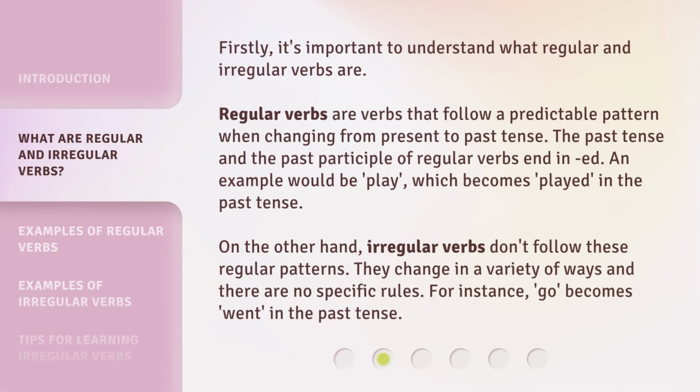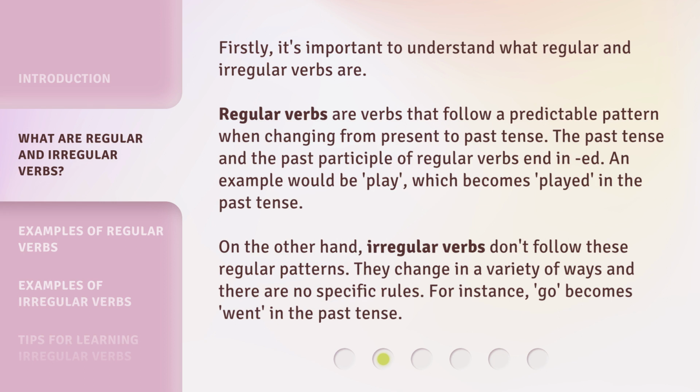Firstly, it's important to understand what regular and irregular verbs are. Regular verbs are verbs that follow a predictable pattern when changing from present to past tense. The past tense and the past participle of regular verbs end in -ed. An example would be play, which becomes played in the past tense.